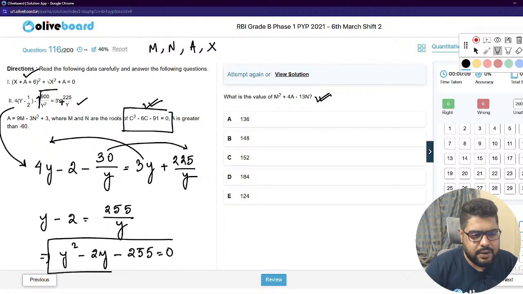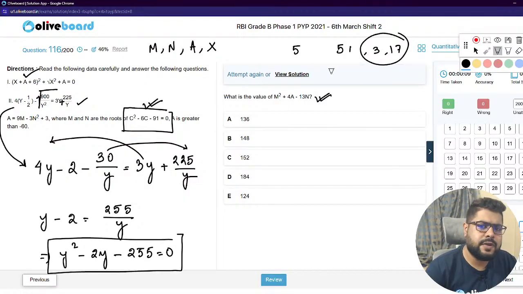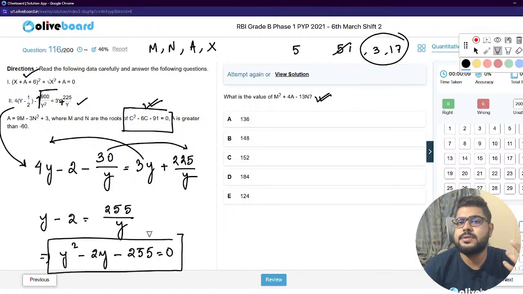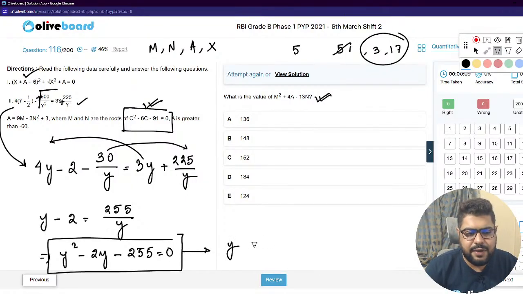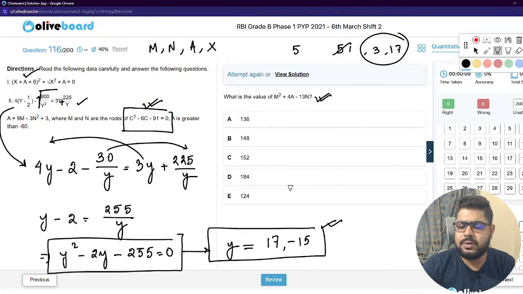From there, 5 will divide, so 5 will be 51. So this will be 3 into 17 is 51. So 15 and 17, yes, 17 minus 15 gives you 2. So your answer for y from here will be plus 17 minus 15. So these are the answers. We figured out everything. I hope you can do the rest of the stuff. It is very simple. This was a part which was left because the question was not really correct.